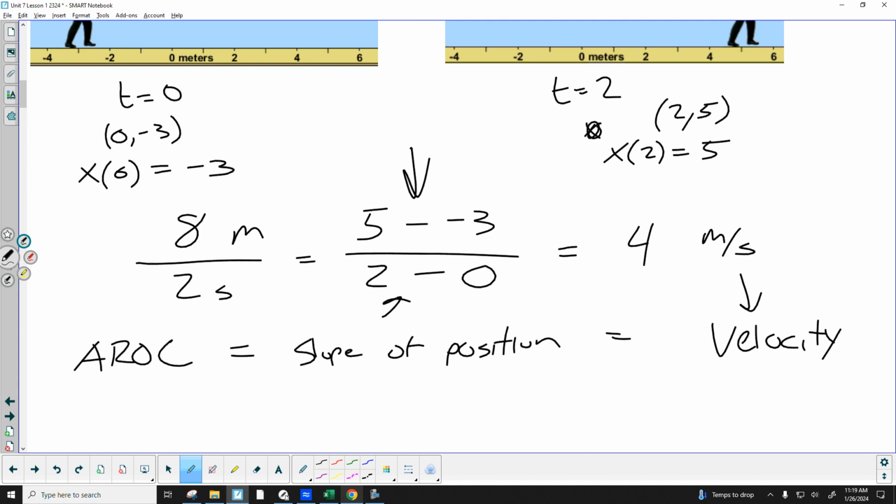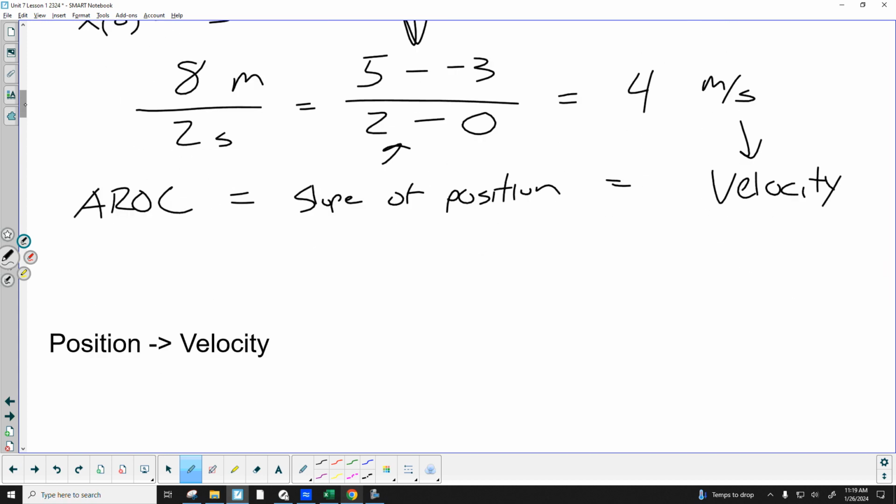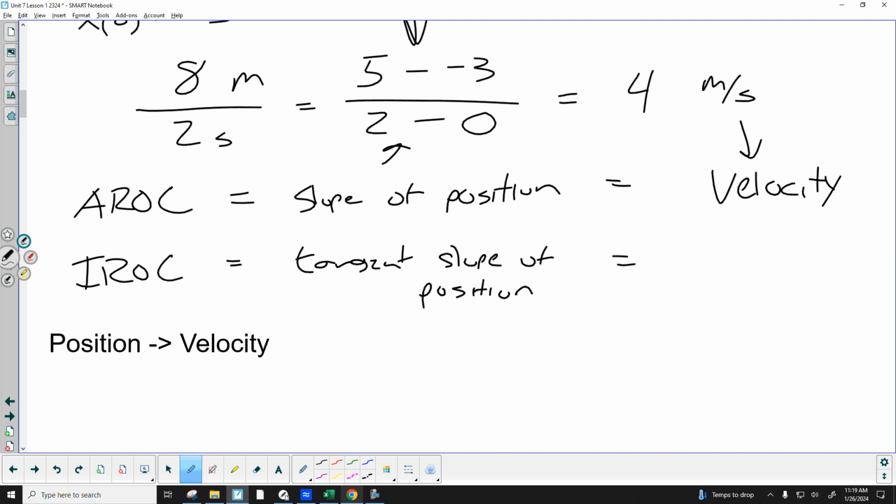Now, if an average rate of change, which is the slope of a secant, gives us an average velocity, guess what? An instantaneous rate of change, which will be a tangent slope of position, will give us an exact velocity.